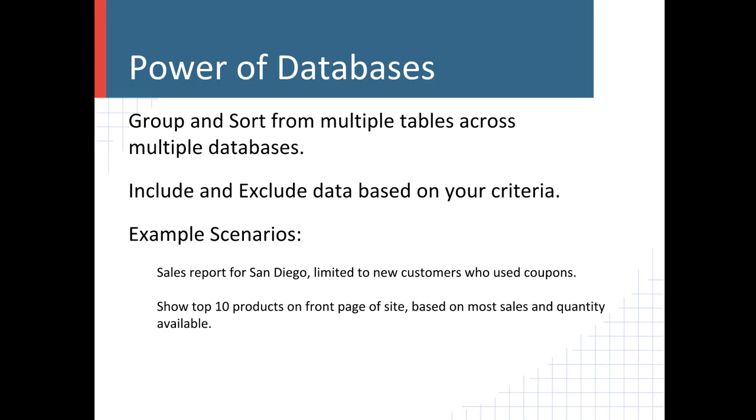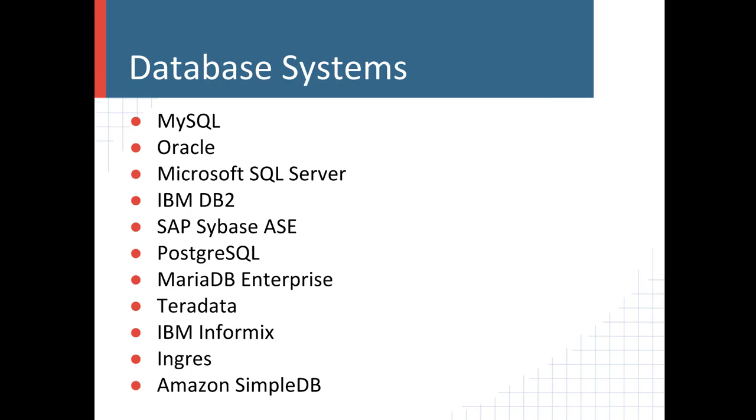Another example might be, let's say I need to get a sales report for San Diego and I only want to know which new customers, maybe within the last 30 days, used coupons. Maybe I want to show the top 10 products based off of the most sales and quantity, and I can just list that out on the front page of the website, and this might encourage people to buy.